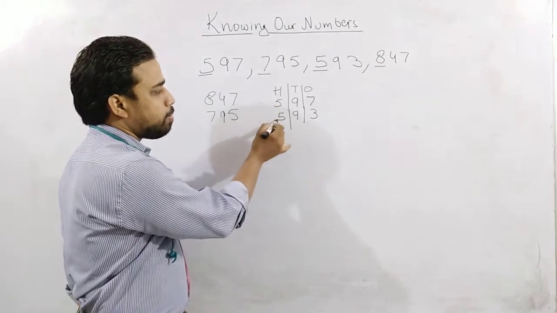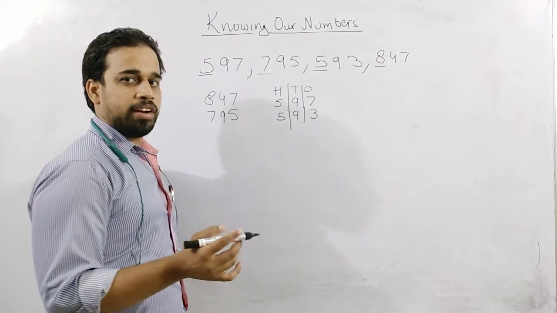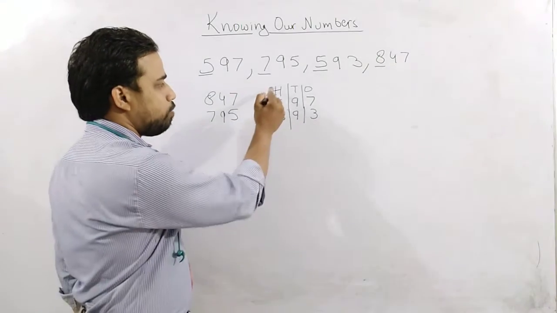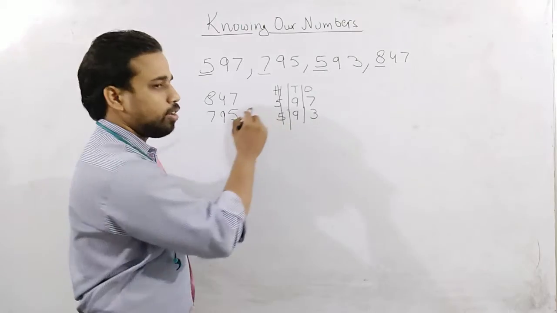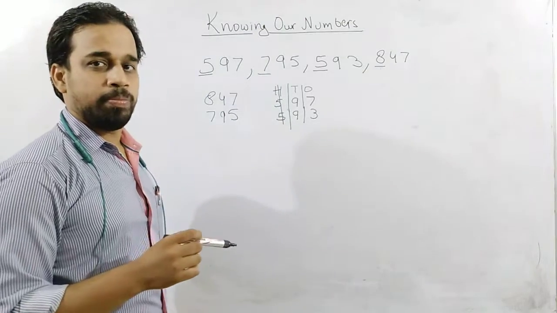If the number in the hundreds place is equal, we don't see that, we will ignore that.